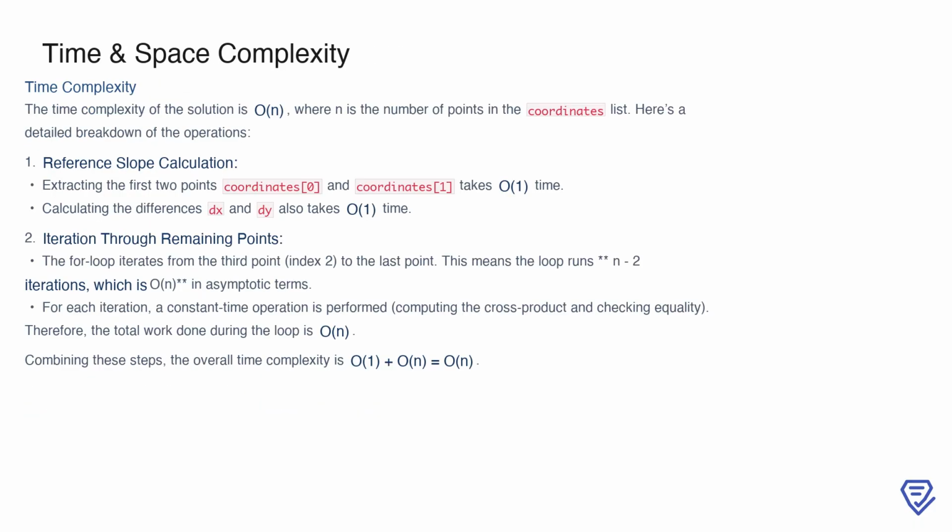The time complexity of this solution is O(n), where n represents the number of points in the coordinates list. To break this down, we start with the reference slope calculation. Extracting the first 2 points from the list and computing the differences in their x and y coordinates are constant time operations, so these steps take O(1).